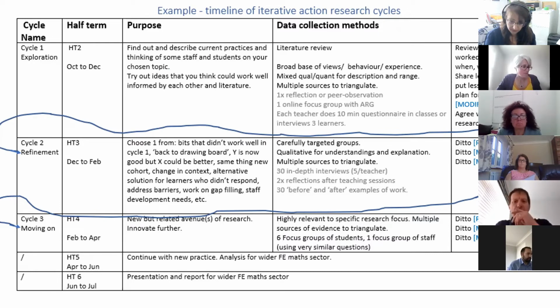So I'm going to give you a couple of minutes to just review this document. The wiggly lines are showing how the end of cycle 1 iteratively flows into cycle 2, which flows into cycle 3.